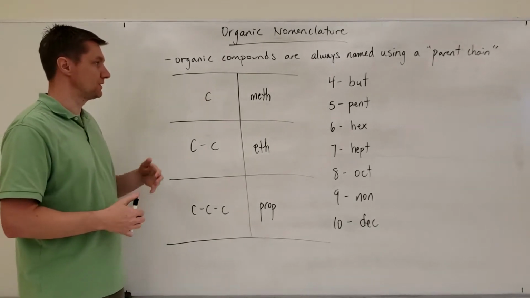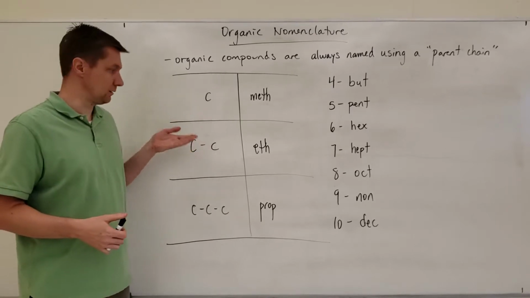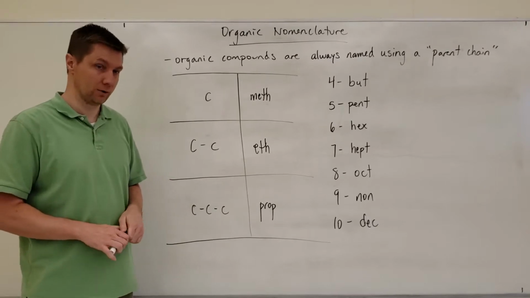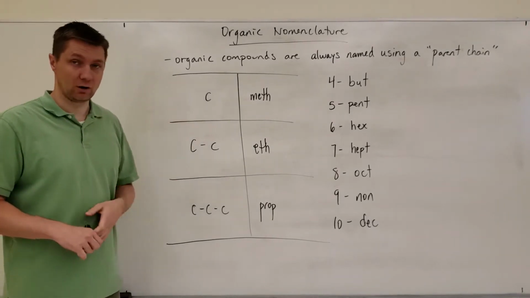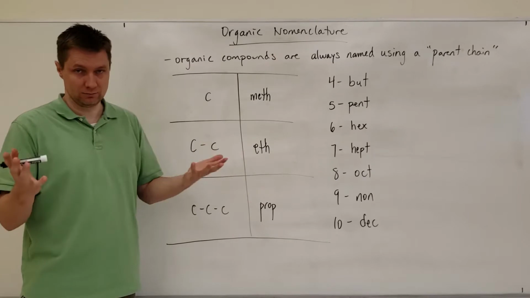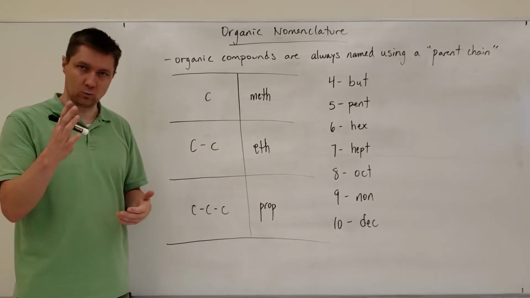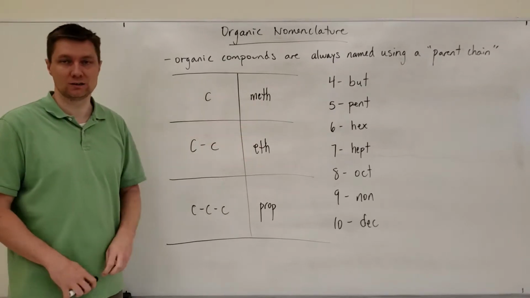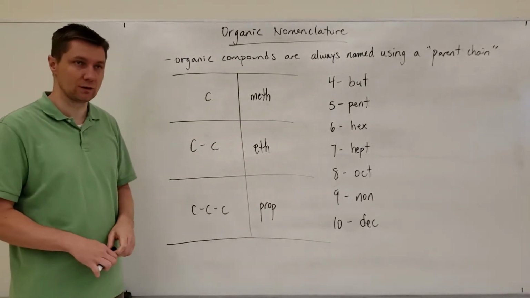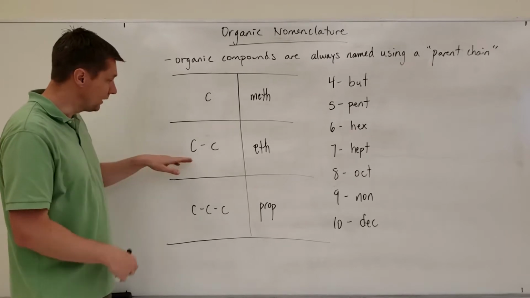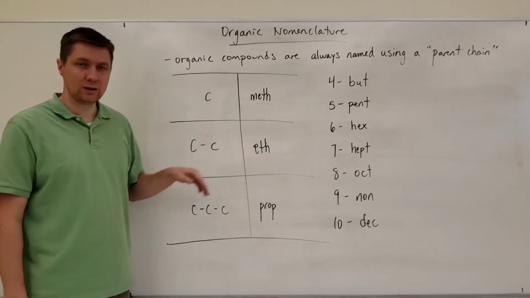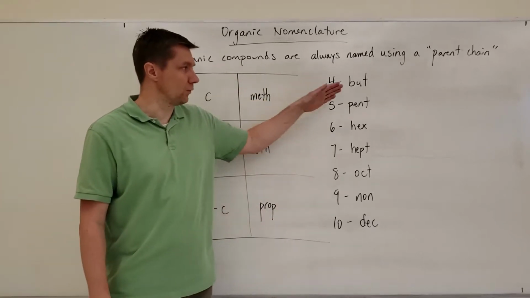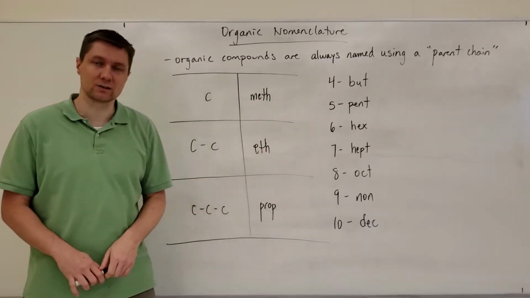But essentially, we have carbons that can be attached to each other, and they can be of a certain length. So we could have a chain of carbons that just has one carbon in it. Not really a chain, but it's still one carbon long. We give that the name meth. That's the prefix that we use. If it's 2 carbons long, we give it the name eth. 3 is prop, and you can see the rest here: 4 is but, 5 pent, 6 hex, and so on.